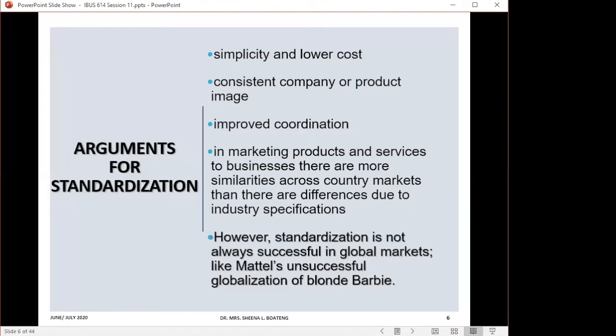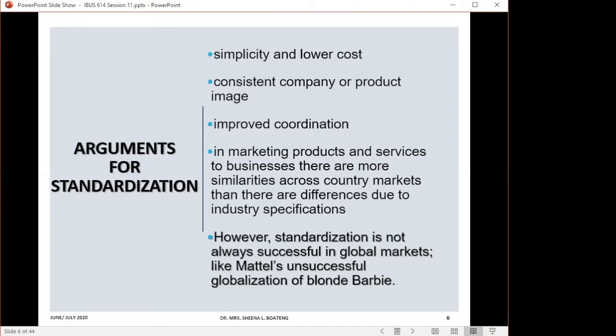It also brings about consistency in terms of your company and your product image, because the same image that you have been selling in the home country is the same image that you will carry as is and sell to customers in foreign markets with regard to your company as well as your product. So it brings about some level of uniformity and consistency. And with this uniformity and consistency comes improved coordination, because you are just basically coordinating the same thing you have been doing in the home country across a number of other markets.